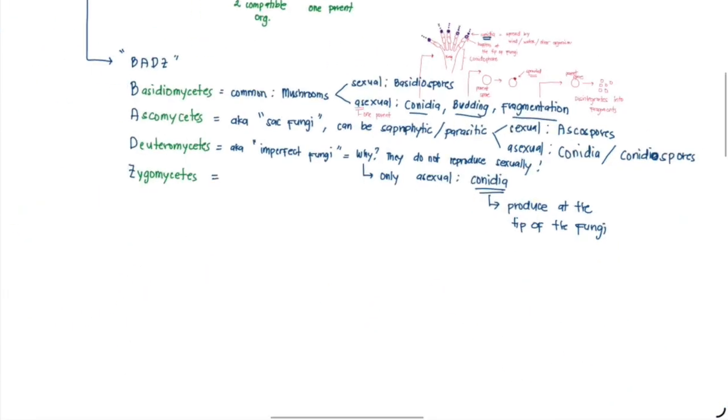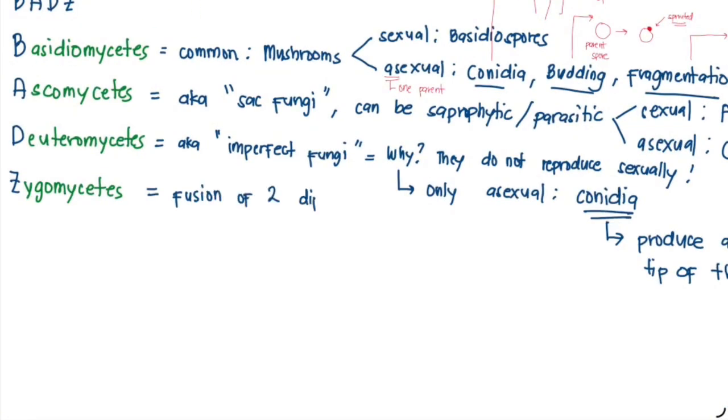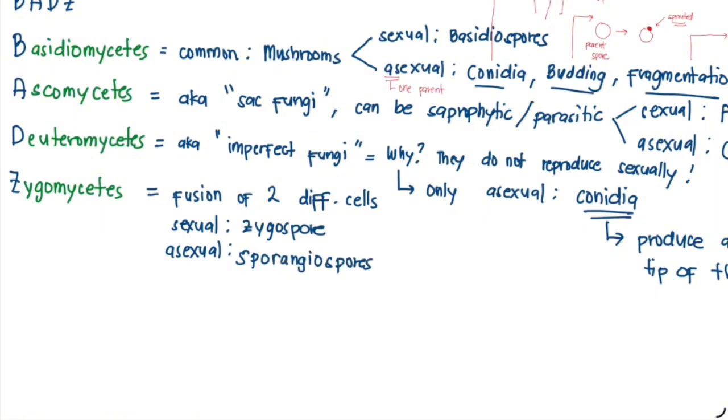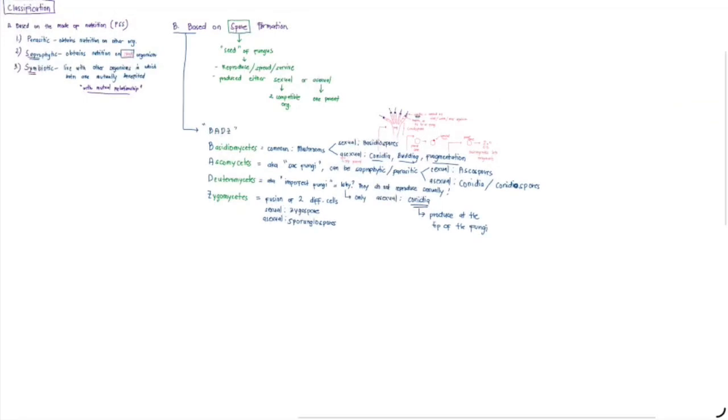Okay, next we have the zygomycetes. Ito yung fusion naman ng two different cells. Available ang sexual and asexual. For sexual, we have the zygospores. Asexual is via sporangiospores. Sporangiospores. Okay, do not forget the names.